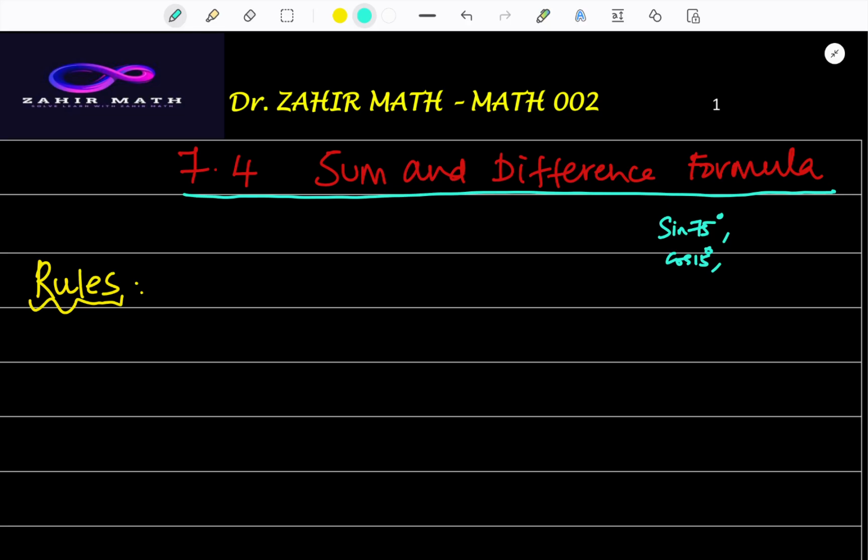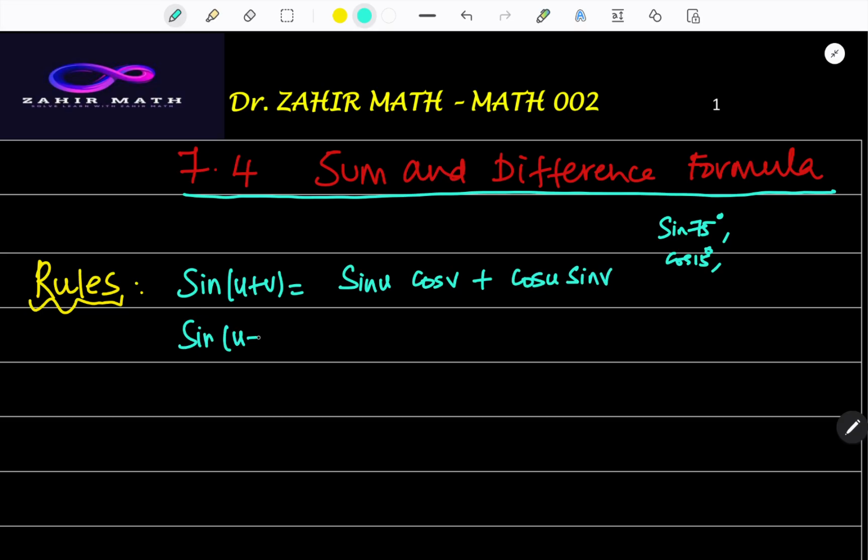So this is the 7.4 exercise we are going to start. Before starting, let me teach you some rules. In total, there are 6 rules in this exercise. The first rule is sine of a plus b. I think in the book they used u and v, so I'd better use u and v. Sine of u plus v is equal to sine u cosine v plus cosine u sine v.